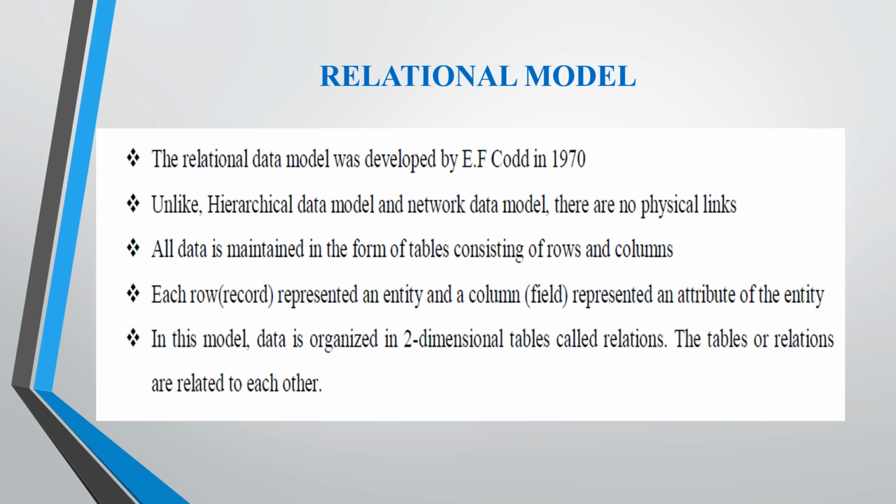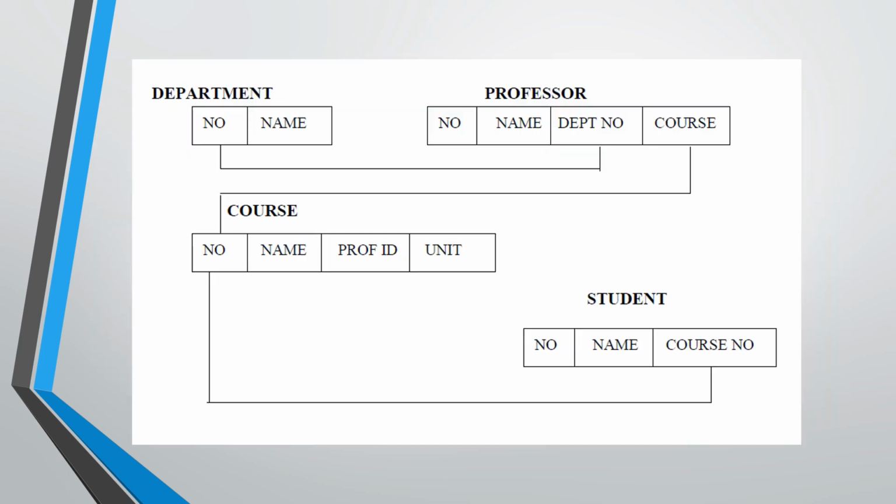All data is maintained only in the form of tables. The table consists of rows and columns. Each row represents an entity, and each column represents an attribute of this entity. In this model, the data is organized in a two-dimensional table, so we can call it a relation. The tables or relations are related to each other. Rows and columns.